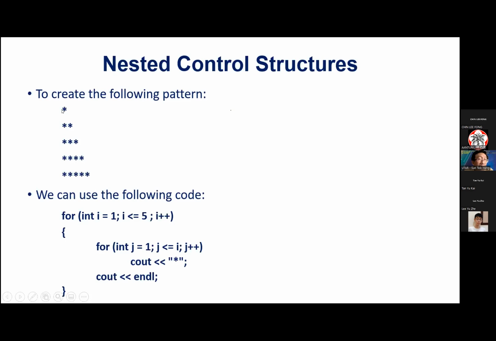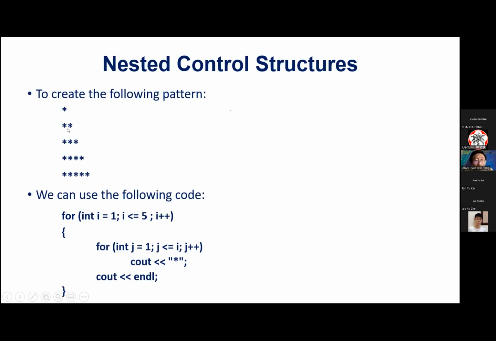Basically, you can see here that there's 1 line, 2 lines, 3 lines, 4 lines, and 5 lines. So you know that the outer for loop has to repeat 5 times. The first time you loop, in the first line you print 1 star. The second time you loop, you print 2 stars. The third time, you print 3 stars. The fourth time, you print 4 stars, and the fifth time, you print 5 stars, and then you terminate from this for loop.